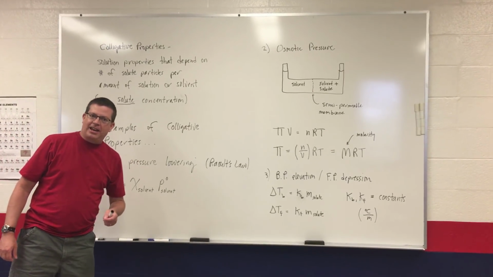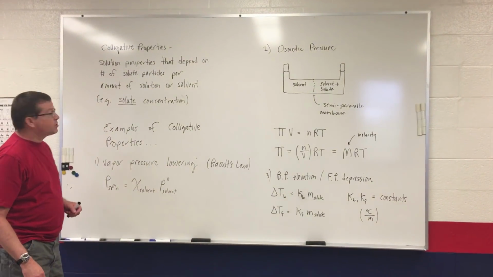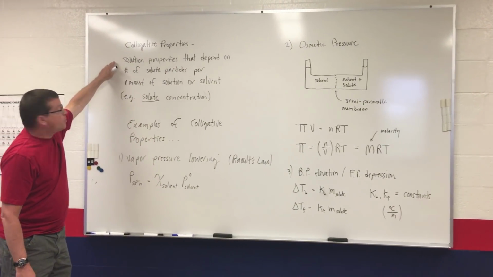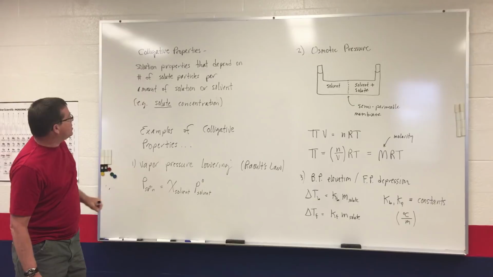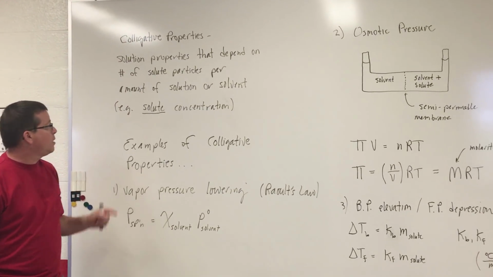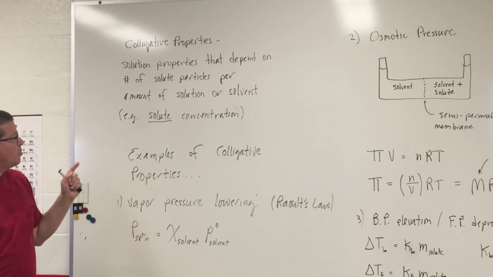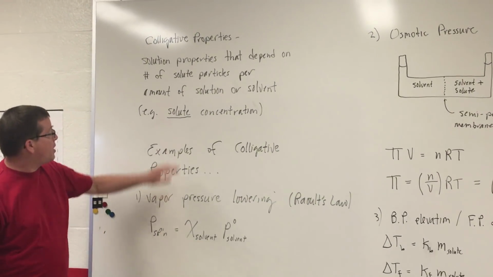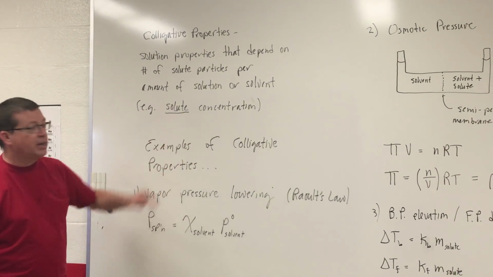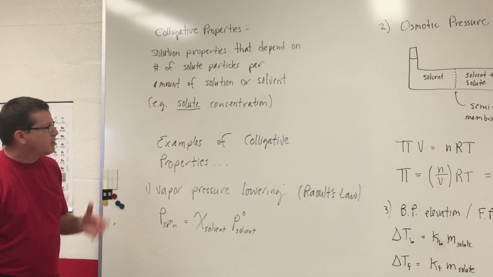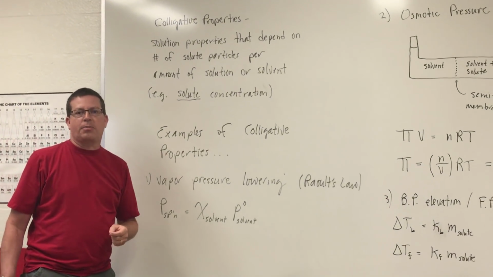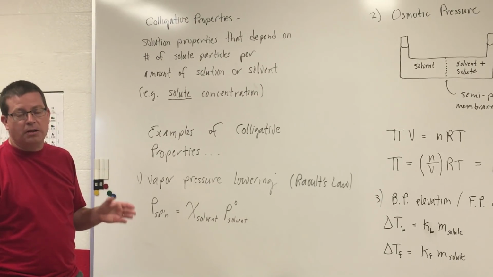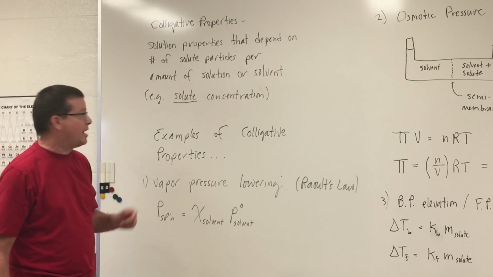Welcome back, and the topic of today's video is going to be colligative properties, which are a set of solution properties that depend upon the number of solute particles per amount of either solution or solvent. So in other words, these are properties that are going to depend upon solute concentration in one form or another. As we go through the various colligative properties, you're going to see some of the various concentration units that we've been talking about up until now.